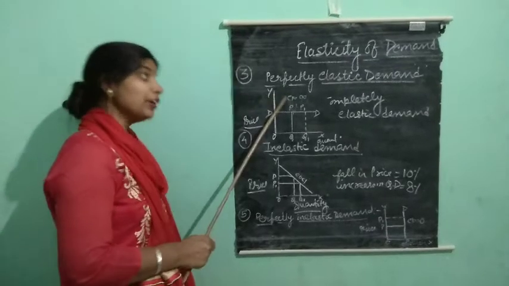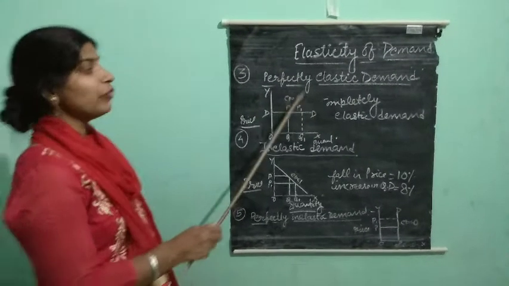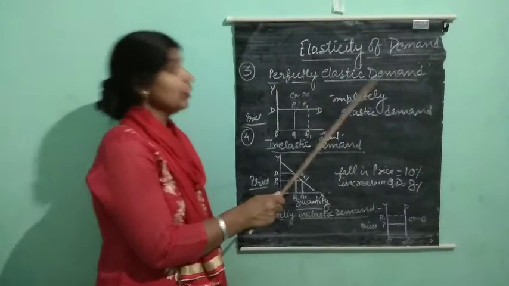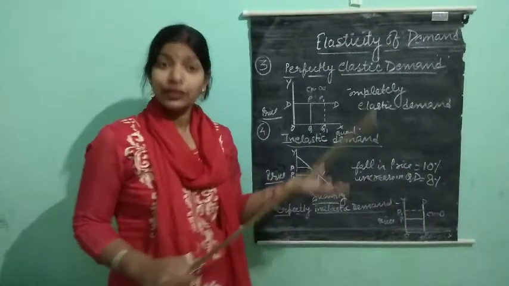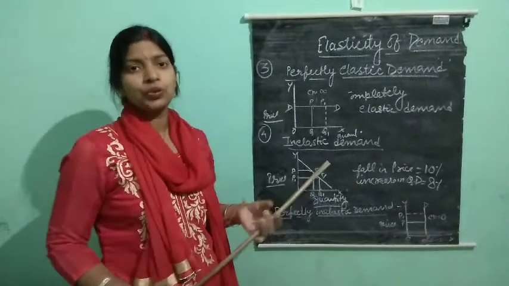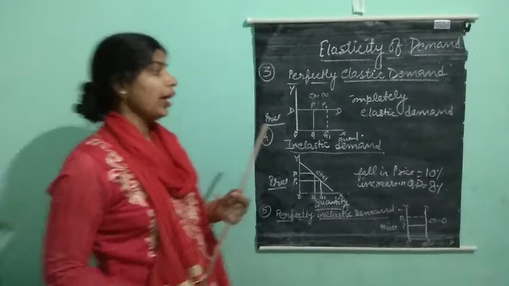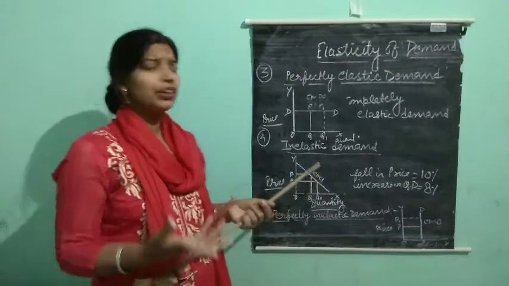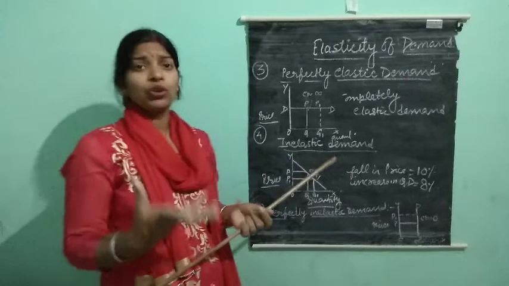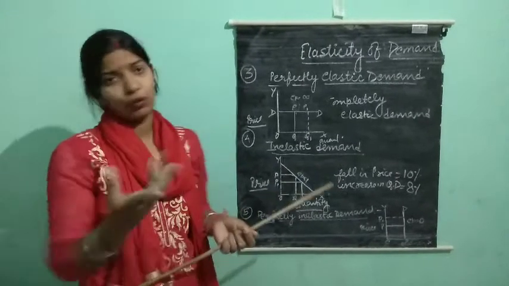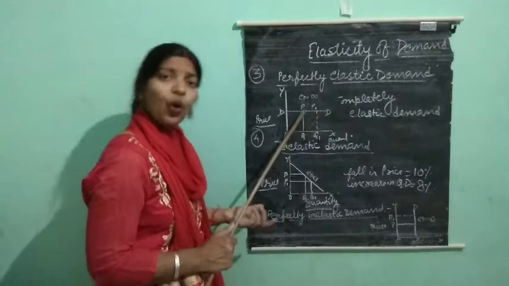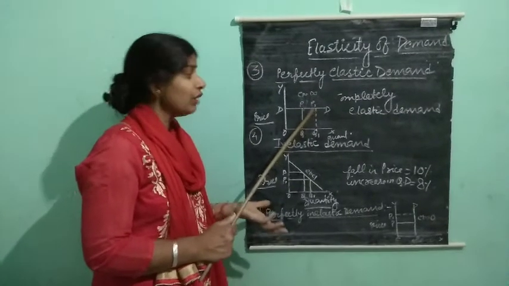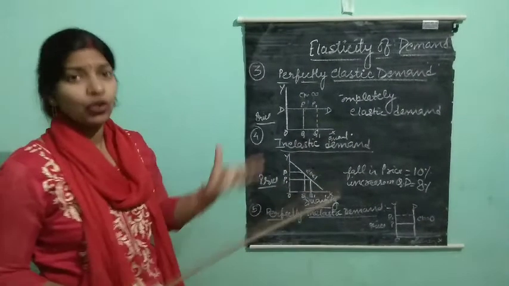Now we come to the third topic. This is perfectly elastic demand. Perfectly elastic demand, mostly we can see in the case of fashionable goods, seasonal goods, and all of you can see in your practical life there is no effect of change in price in this type of goods, fashionable or seasonal. Whatever is the price, P or P1, there will be no effect on the demand.